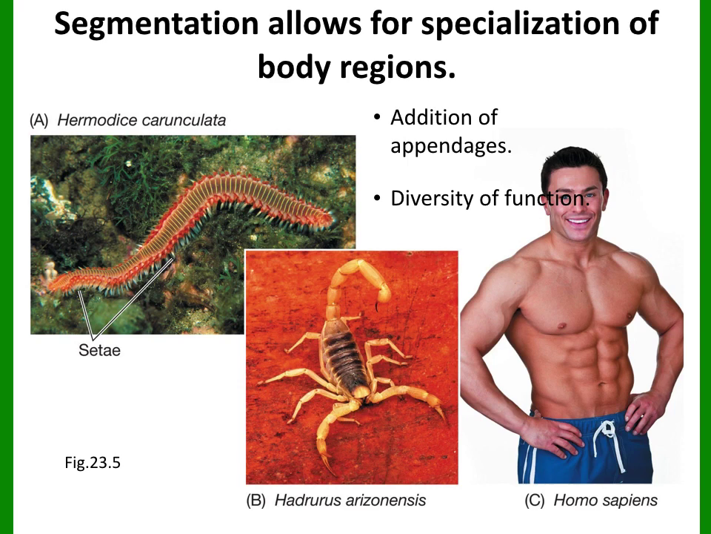So one of the things that happens with segmentation that we know has helped us in terms of the evolution of diversity is that the specialization of body regions by adding appendages allowed us to get a diversity of functions for our appendages. And that's most clear, not in vertebrates, but instead in arthropods. And I'll show you that in several.